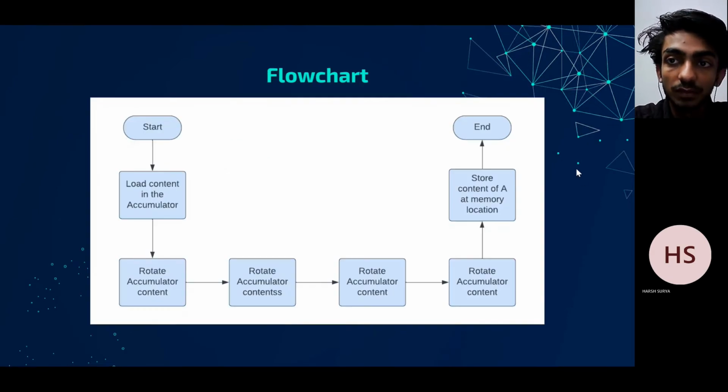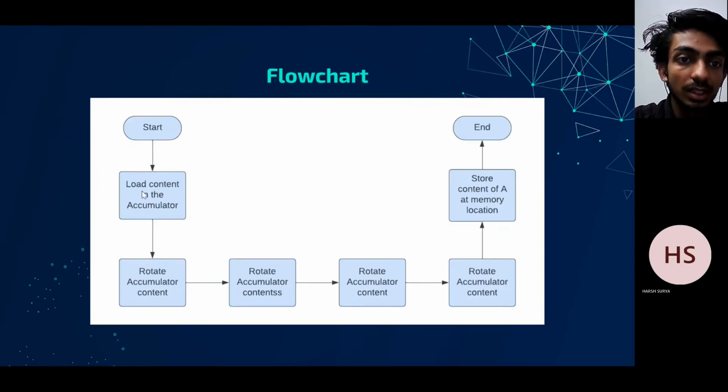So this is the flowchart of the program. We'll start by loading the content into the accumulator. Then we'll rotate the accumulator content by 1 bit to the left. We'll repeat the same instruction 4 times. And then we'll store the content of A at the memory location 3050, and then we'll terminate the program.